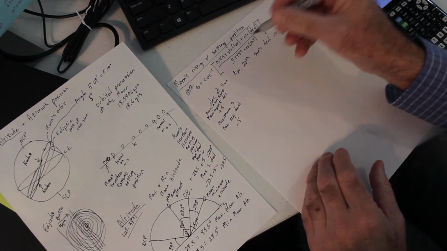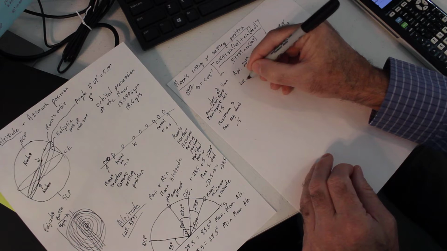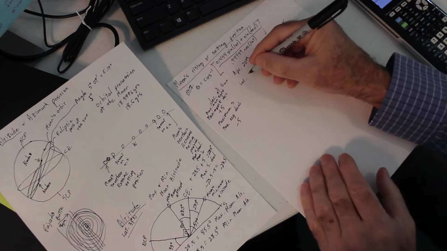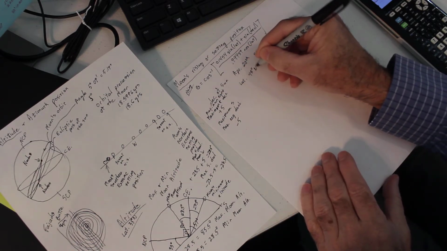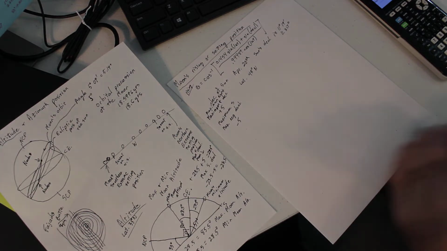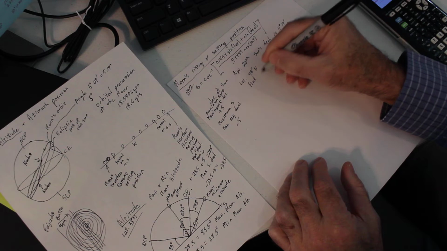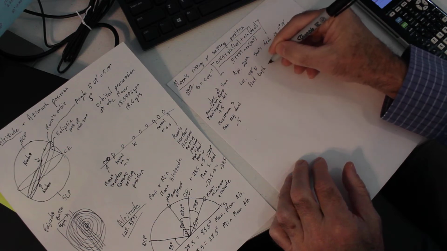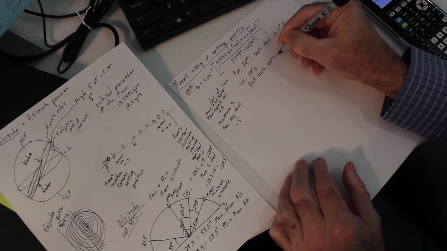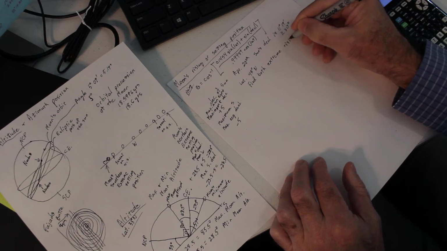So in this case, we're going to do it for a latitude of, let's say, 48 degrees north. At 48 degrees north, we want to find both extreme rising positions of the moon.